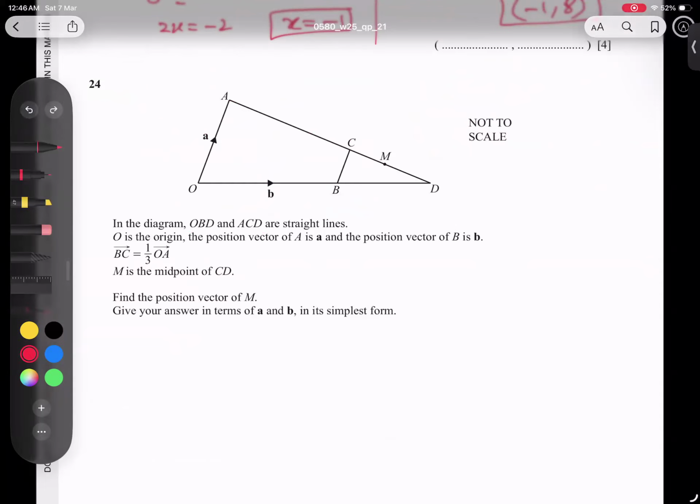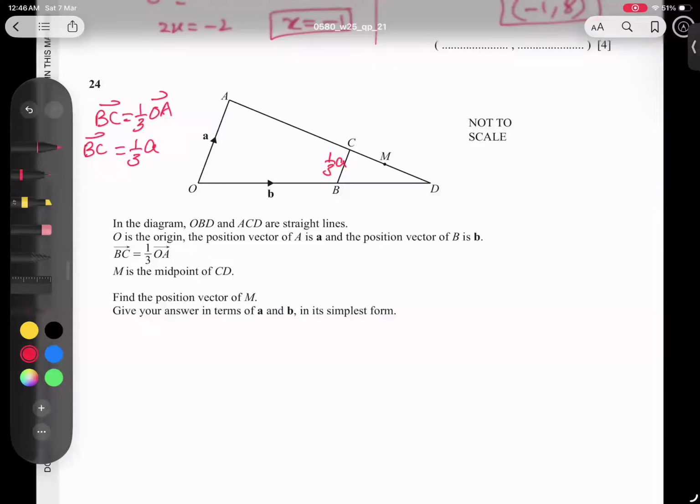Okay, O is the origin, and the position vector of A is small a. Whenever we start from O, it is called a position vector. So O to A is small a. The position vector of B is small b. It means from here till here is small b. And he mentioned BC is what? 1/3 of OA. Let me plug it in here. BC is equal to 1/3 of OA, and OA is small a, so I'm replacing it here. So basically, BC from here to there is 1/3 of a.